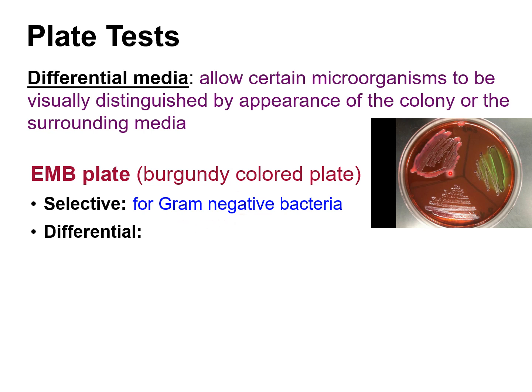But notice how they look different. So this tells us that the EMB is differential. It is going to help us differentiate based on that color change that we are seeing. Now, what is it going to help us differentiate? It's going to help us differentiate those bacteria that are capable of fermenting lactose and those that are not. And again, how are we going to be able to tell that? Based on the color change.